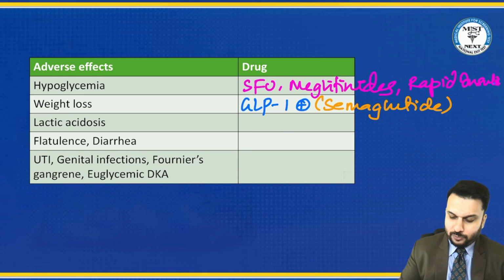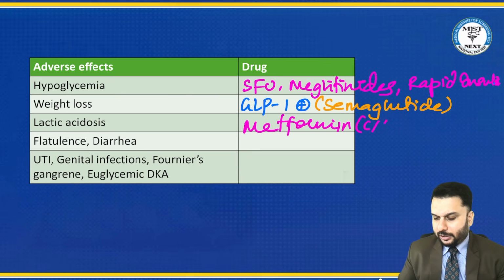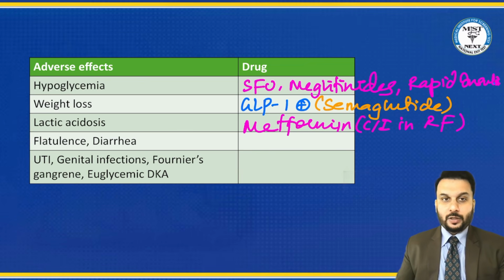Lactic acidosis, we already said metformin can do that. Because of this, it's contraindicated in renal failure patients. Risk of lactic acidosis especially increases if you have renal failure.